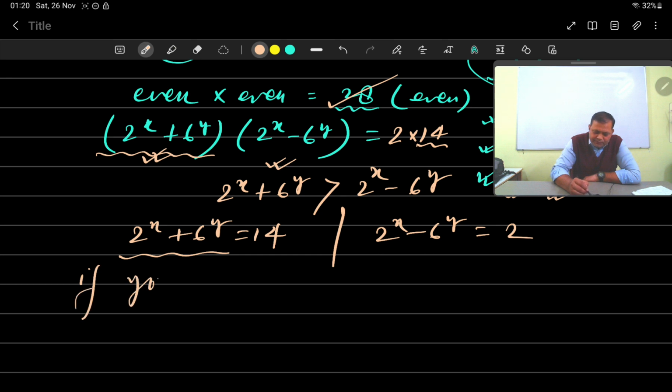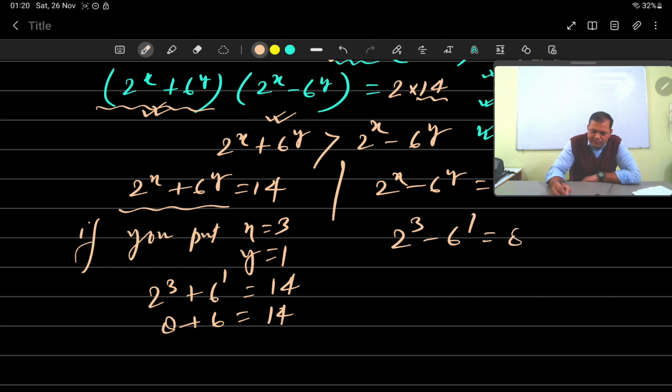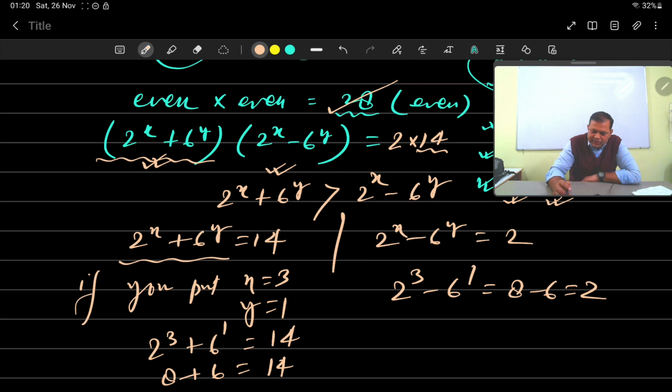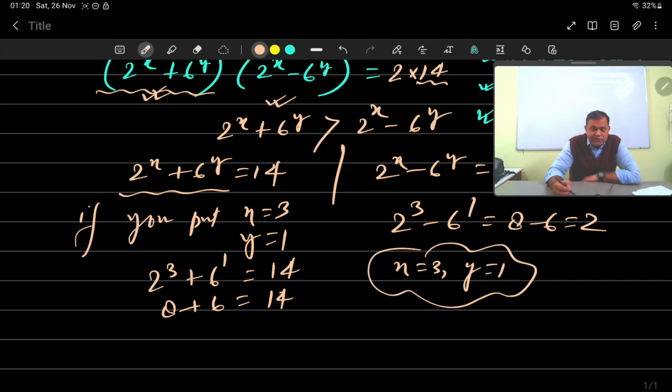If you put x equals 3 and y equals 1, what is the result? 2 to the power 3 plus 6 to the power 1 is equal to 14, because 8 plus 6 equals 14. In the same way, 2 to the power 3 minus 6 to the power 1 will become 8 minus 6, that is 2. And this is right. So you can say that x equal to 3 and y equal to 1 is the required solution for this equation.